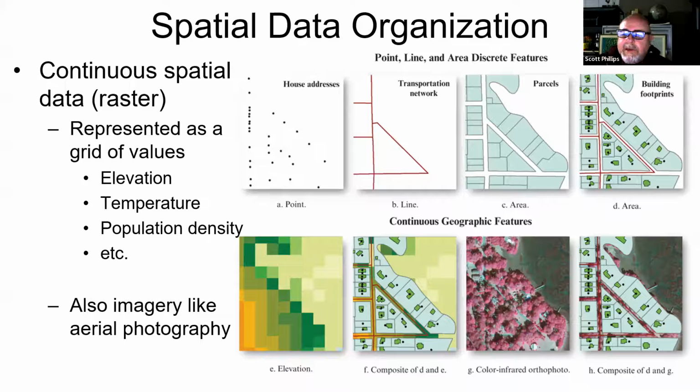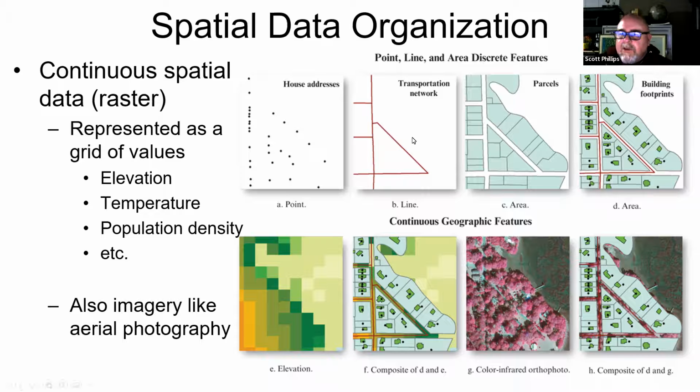Now, the second way we can represent information is through, and we're looking at the bottom part here, continuous spatial data. We call this raster. Using pixels like in a digital photo. It's represented as a grid of values. And the type of data this is used most for are things that are continuous in nature, like a grid of elevation values or a grid of temperature. A digital elevation model where each little cell represents the elevation, population density at each little cell, etc.